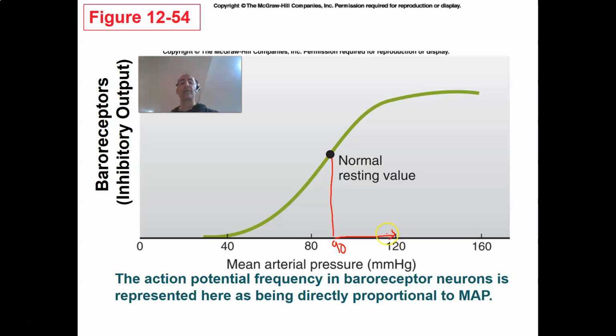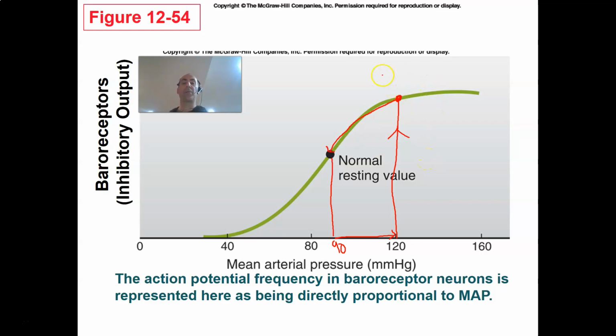In order to understand what happens to the baroreceptors to correct this, you draw a vertical line as straight as you can up to the curve. When you touch the curve, that's the point that indicates how much output there is. If you take a look at the black dot and the red dot, you'll notice that the black dot is lower on the y-axis than the red dot. That means that the red dot signifies more baroreceptor inhibitory output. More baroreceptor inhibitory output inhibits more and causes the blood pressure to drop back to 90.